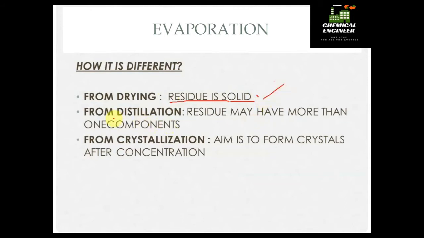Next is distillation. You may also say that we can distill out water and other components based on the temperature or boiling point. But distillation has more than one component in the feed, while evaporation has only two components in the feed: one is water and the second is the solute. So this is how distillation is different from evaporation.